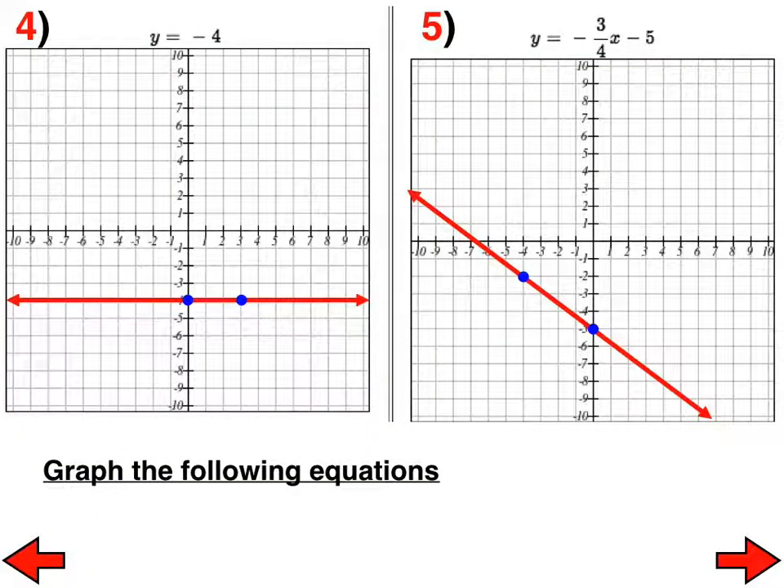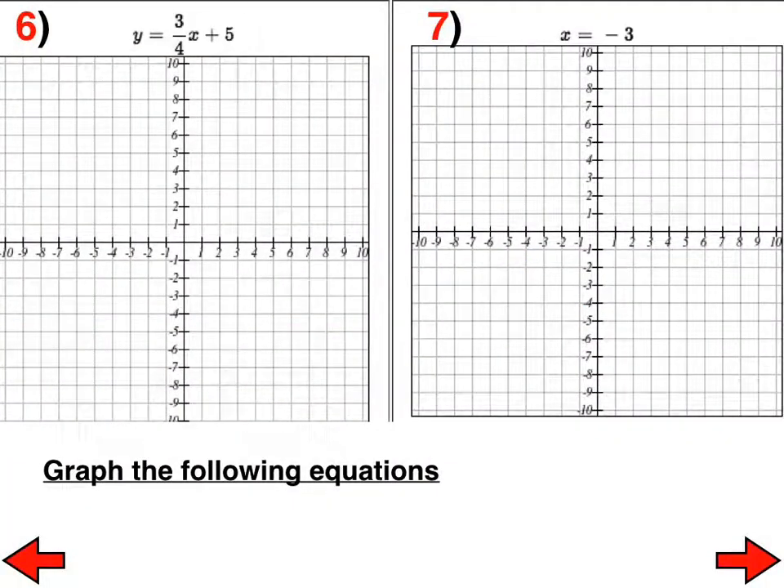And you could have instead thought of your slope as positive 3 over negative 4. So a run of 3 and a run of negative 4. Rise of positive 3, run of negative 4. Either way. But regardless, your line should look exactly like that.